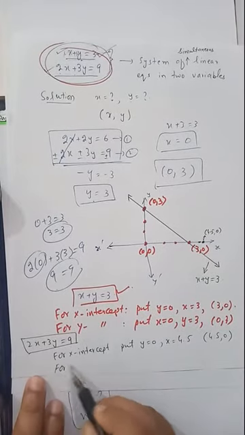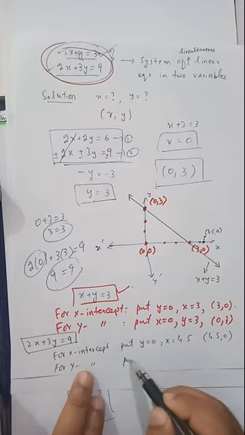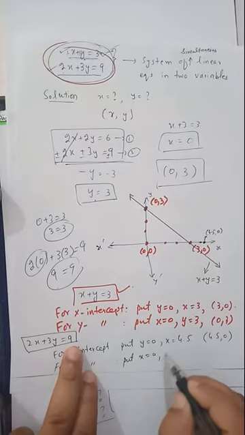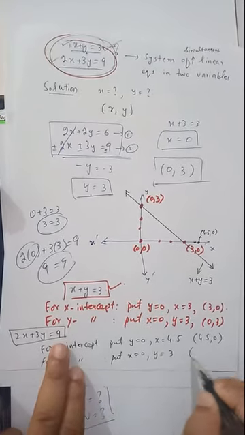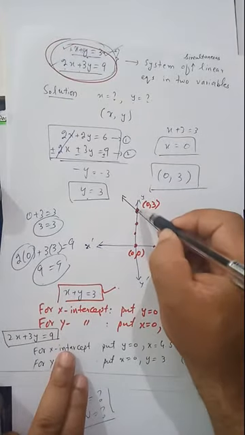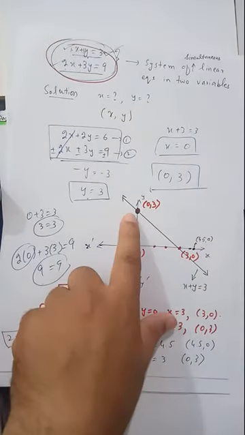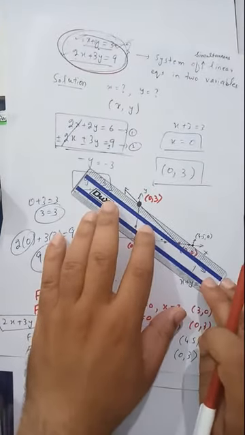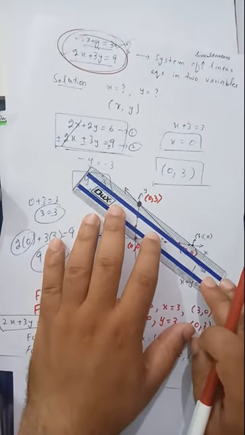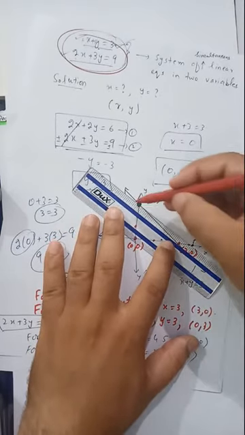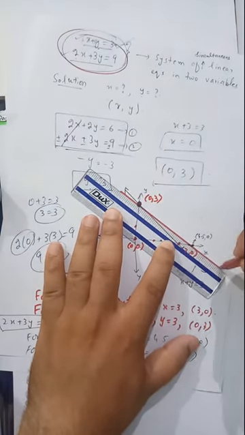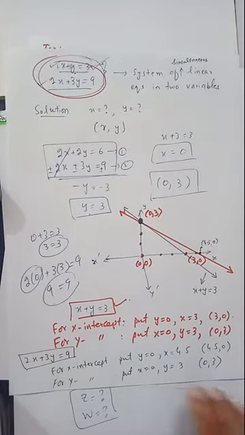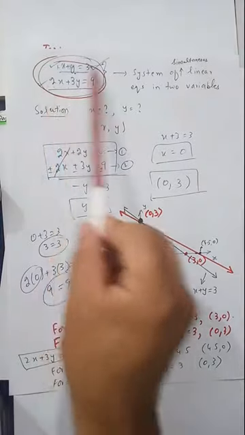Now for the y-intercept, put x equal to 0. When x is equal to 0, 3y equals 9, meaning y equals 3. So you see that (0, 3) is the y-intercept. So pass a line through these 2 points. This is the graph of these two equations. It means this is the graph of this system.